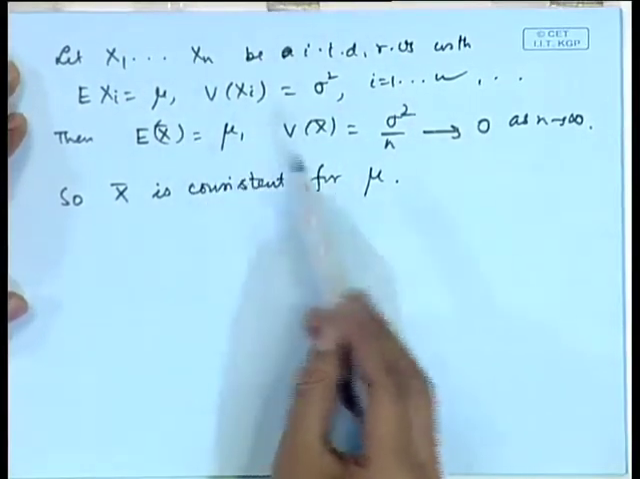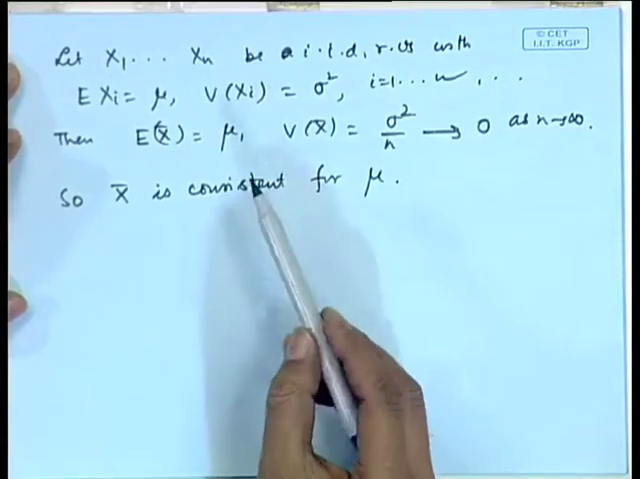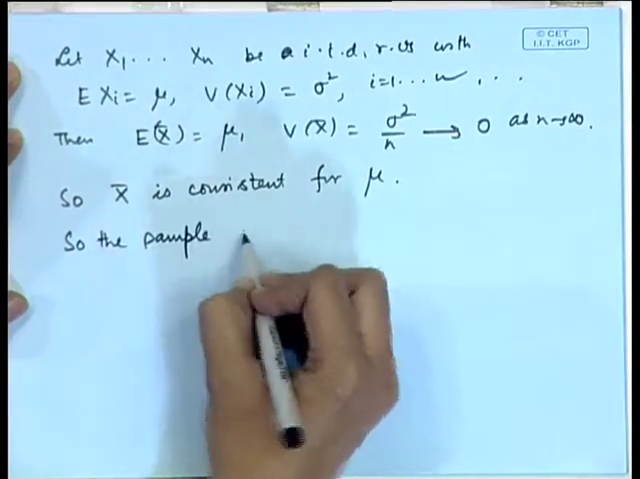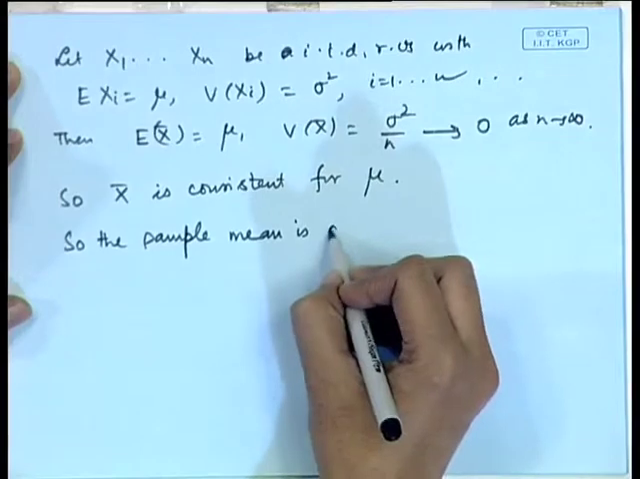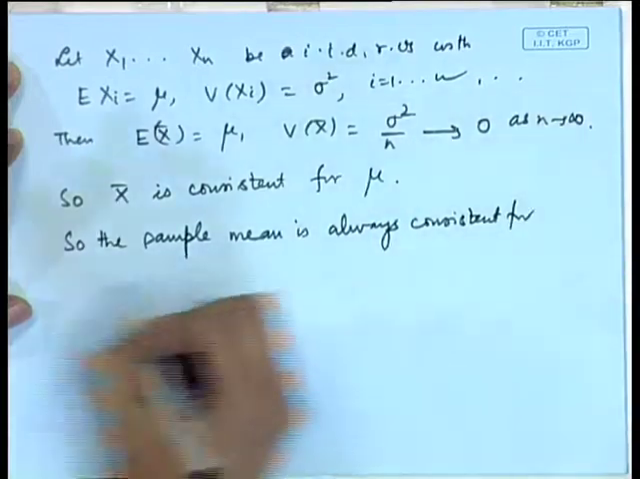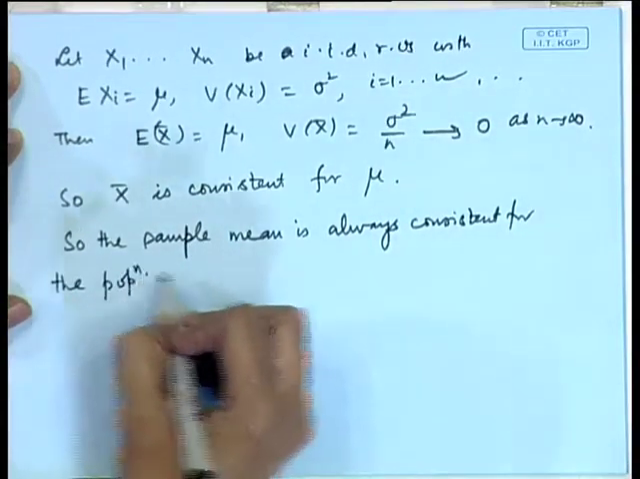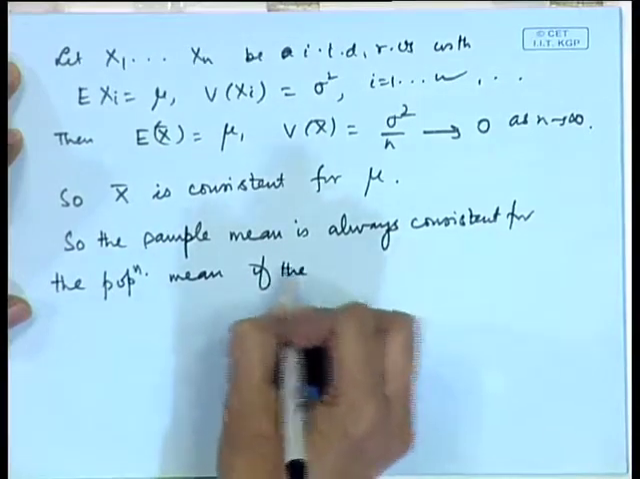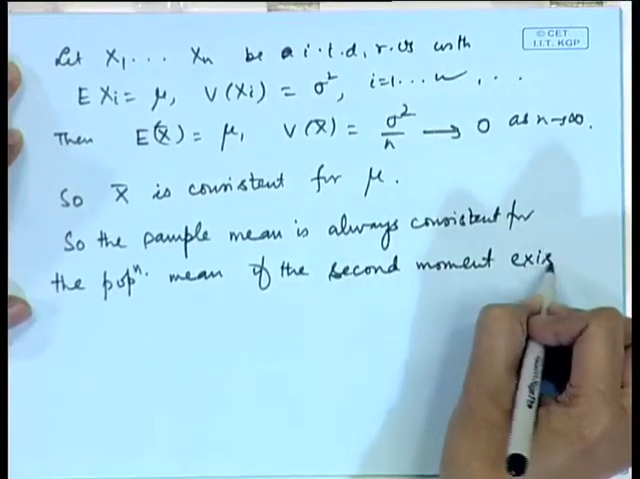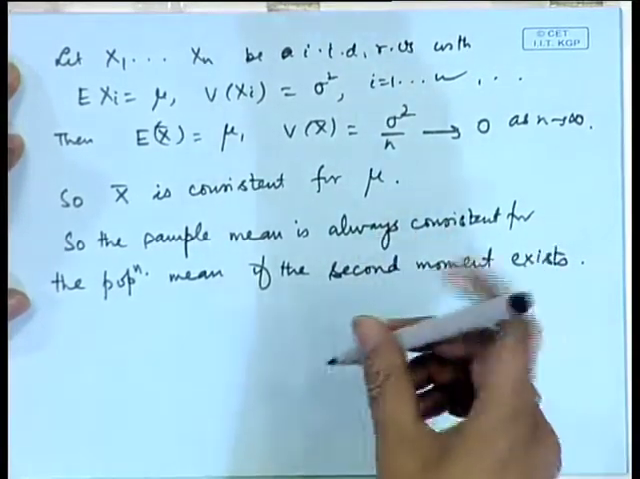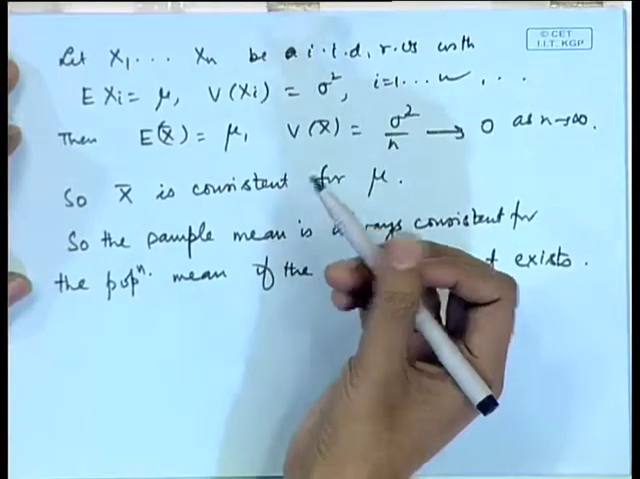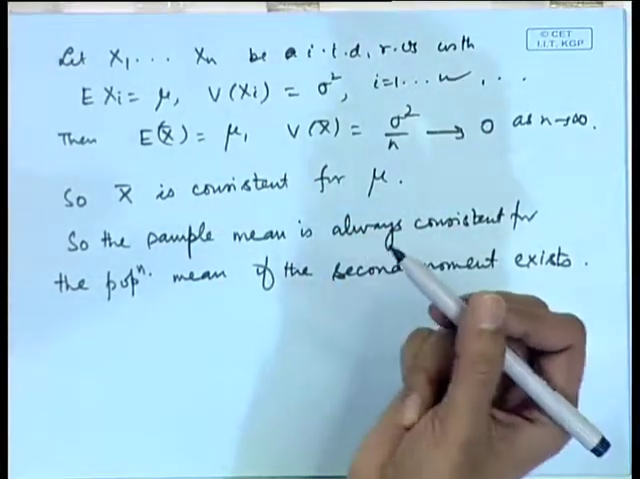That means if the mean and variance, that is, the first two moments, exist, then the sample mean is always consistent for the population mean if the second moment exists. Notice that this result will not be applicable if the variance does not exist, or even if the expectation does not exist. For example, in a distribution like the Cauchy distribution, this result will not be valid.